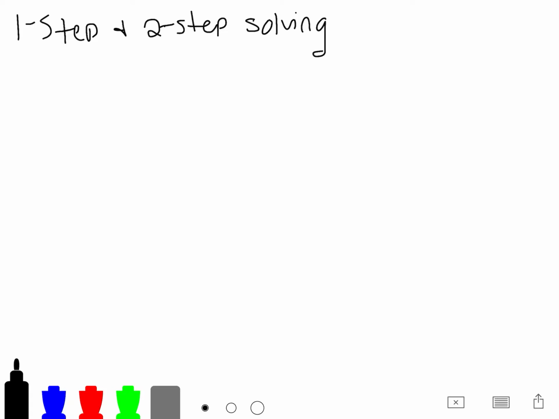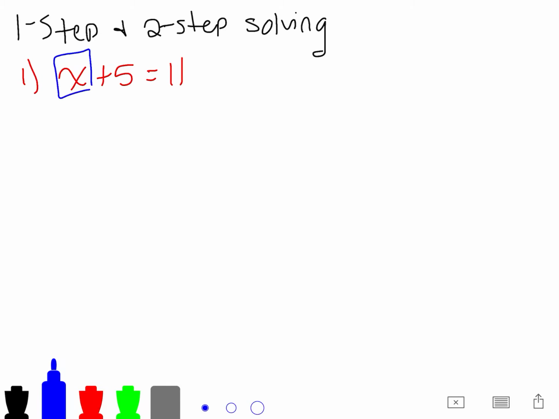So I'm going to go pretty quickly. If you need help, don't forget to email me or remind me. So the first one, we're going to do x plus 5 equals 11. All right, so remember with solving, we want to get the variable or the letter by itself. So I'm going to box it. I'm going to put down a line through my equal sign so that I have two sides of my equation.